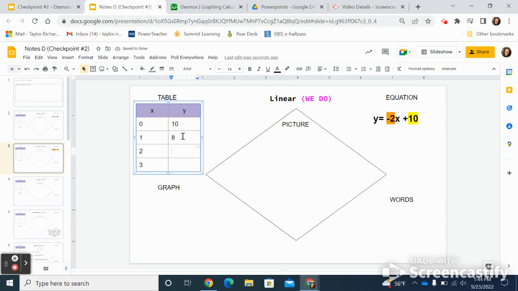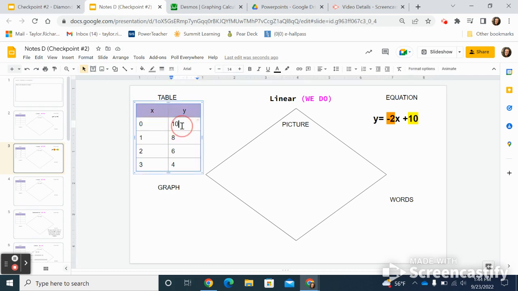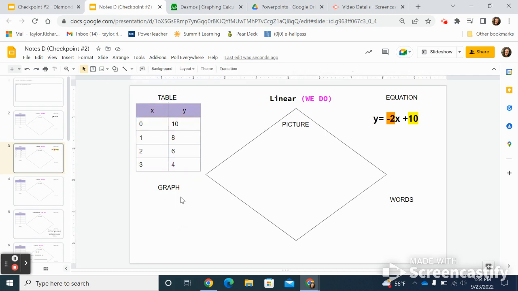I go down by 2 again, it's 6. Down by 2 again, it's 4. Okay, so going down by 2 every time. And there my table is done, just like that. Starting value, and then how is it changing? All right, let's make the graph.